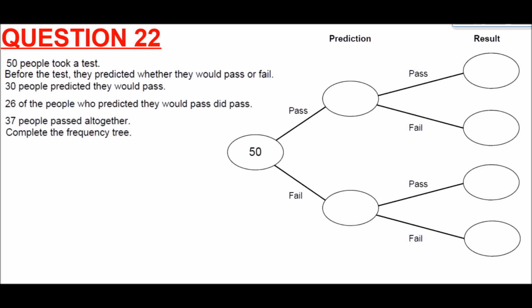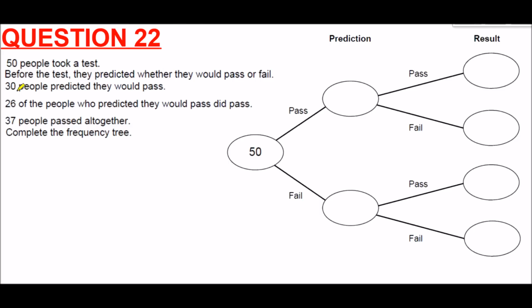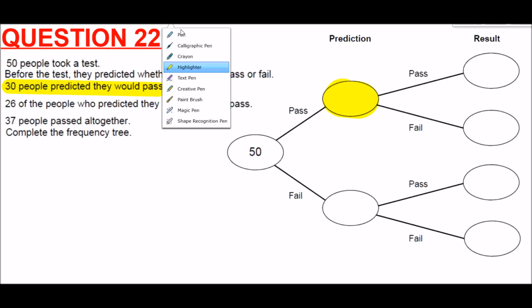Question 22. 50 people took a test. It says before the test they predicted whether they would pass or fail, and 30 people predicted they would pass. So this is going to be our first step. 30 people predicted they would pass, and so the people who predicted they'd pass would have to go into this box here, which is 30.